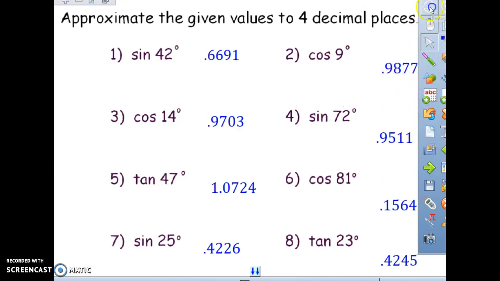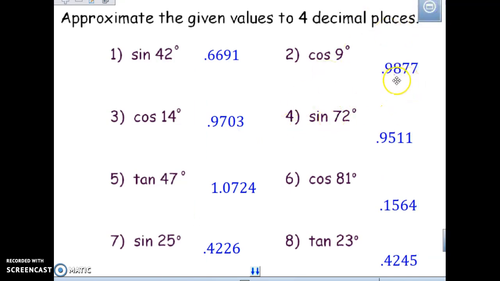Here are your answers. Number 2, 0.9877. Number 3, 0.9703. Number 4, 0.9511. Number 5, 1.0724. Number 6, 0.1564. Number 7, 0.4226. And number 8, 0.4245.